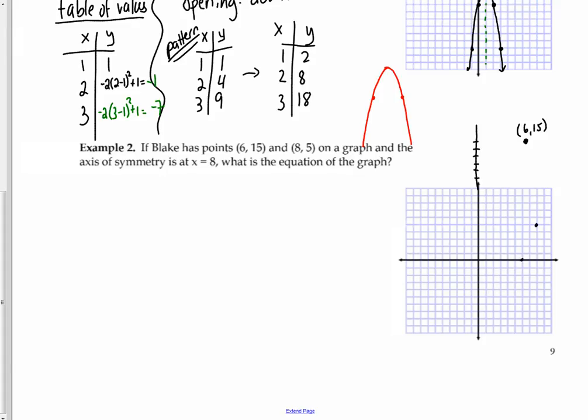Okay. It says the axis of symmetry is at x equals 8. So let's draw that axis of symmetry.